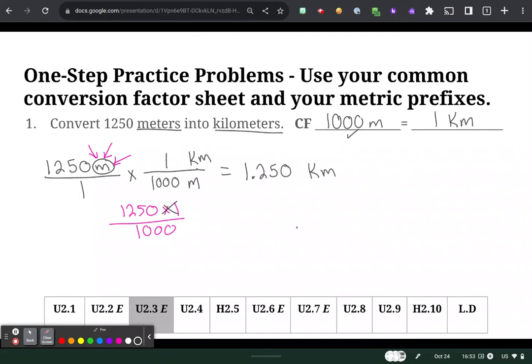1.250 kilometers. Or let me make this actually better for sig figs and get rid of that, because that would not be significant. All right, let's go on to the next one.